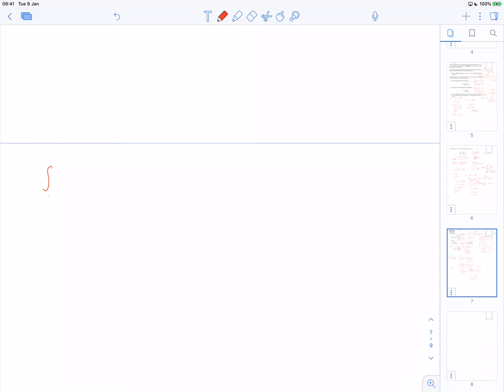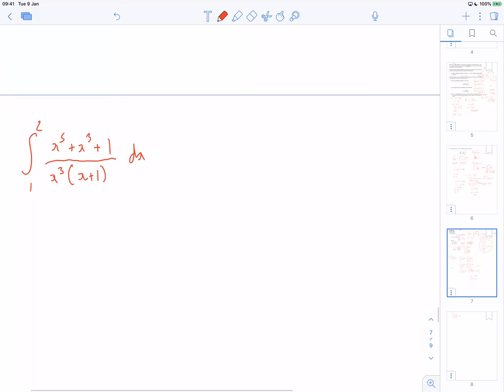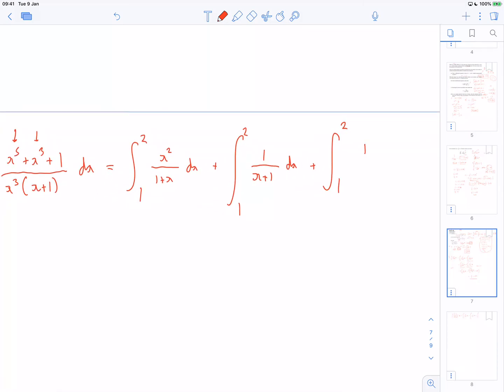We've actually got the integral between 1 and 2 of x to the 5 plus x cubed plus 1 over x cubed times by x plus 1 dx. Okay, so by similar stuff you can clearly tell that if we isolate the x to the 5 term, then it's going to be the integral from 2 to 1 of x to the 5 over x cubed, which is going to be x squared over 1 plus x dx, plus, and then if we isolate the x cubed term, the x cubed terms are going to cancel, so this becomes 1 over x plus 1, plus, and then I'm just going to have 1 over x cubed times x plus 1 dx.